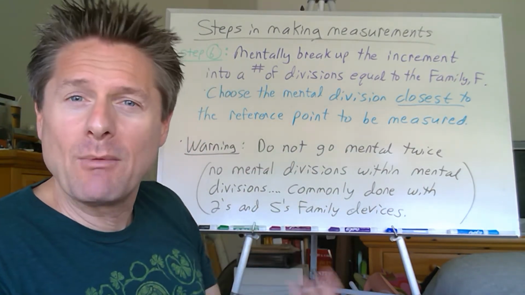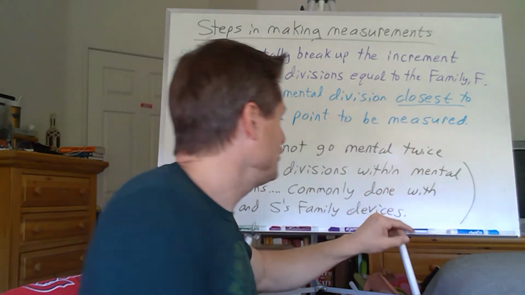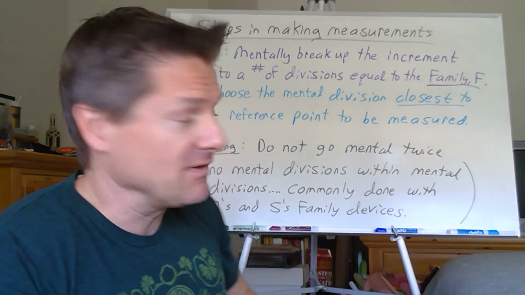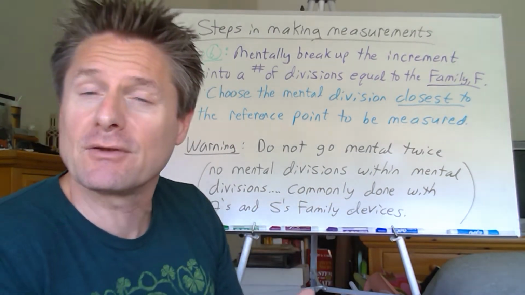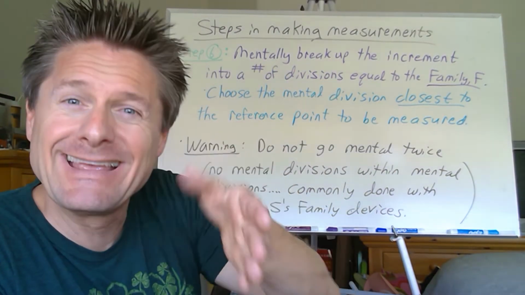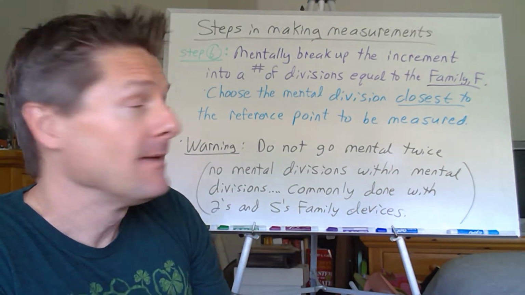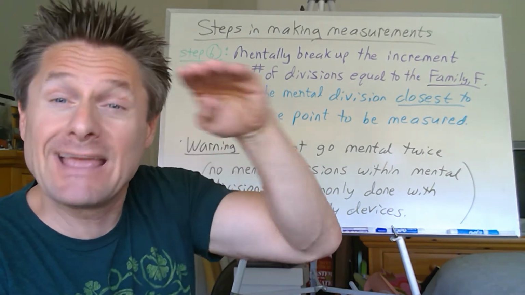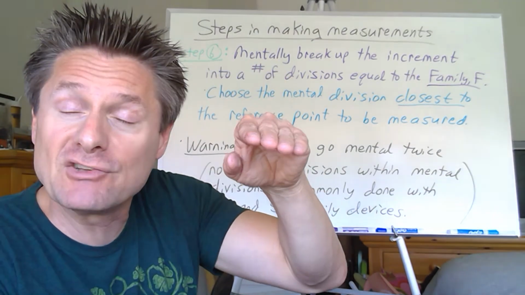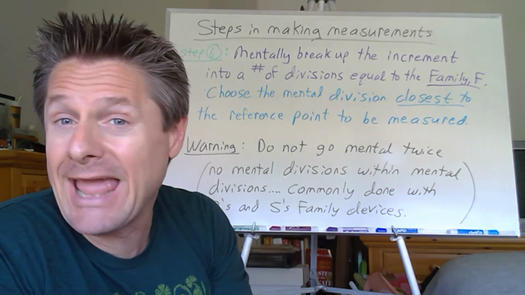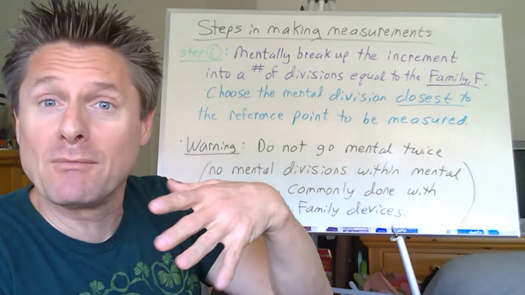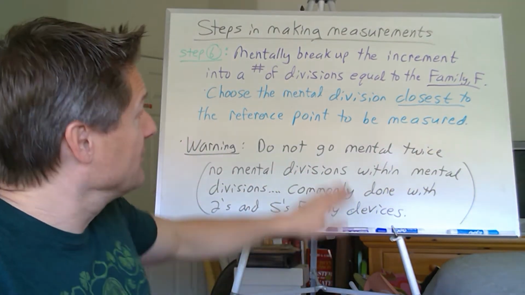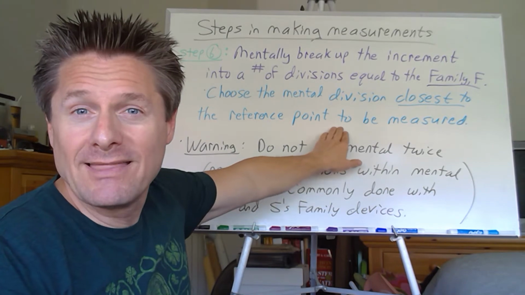Well, how do you know how many mental divisions to make? It's equal to the family. This is where the family comes into play. Family helps us calculate the absolute uncertainty, and it helps us estimate that uncertain digit. So the bigger the family, the more mental divisions you can make. So 10's family, you make 10 mental divisions. 5's family, 5 mental divisions. And the 2's family, just slice that increment in half. Obviously, the bigger the family, the more divisions you have, and the more likely that mental division is going to fall on the reference point that we made for our measurement.